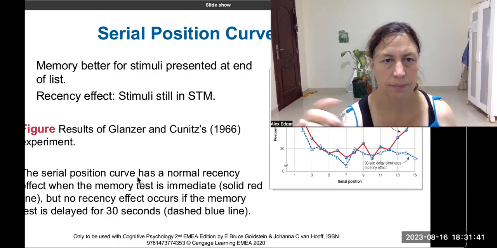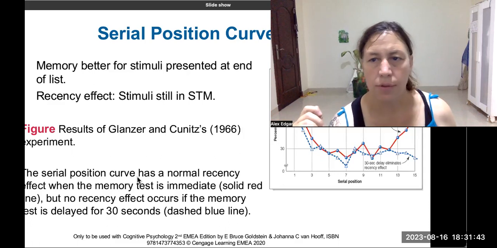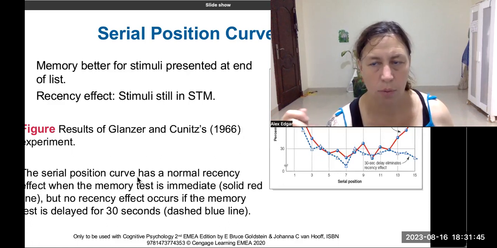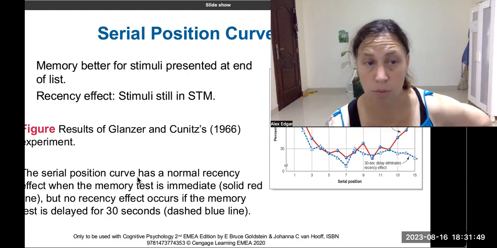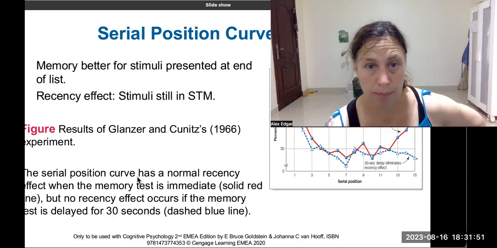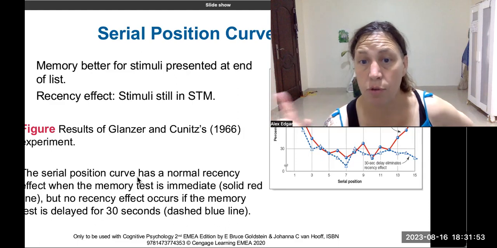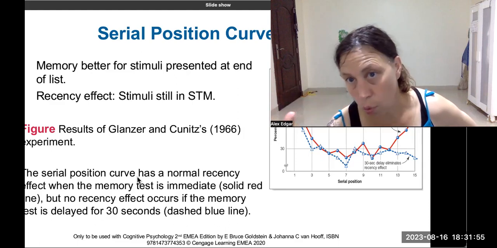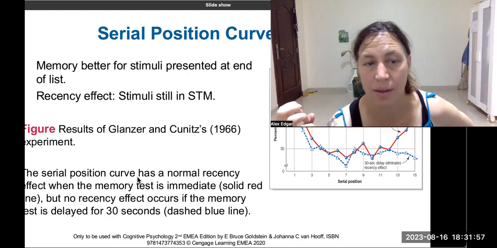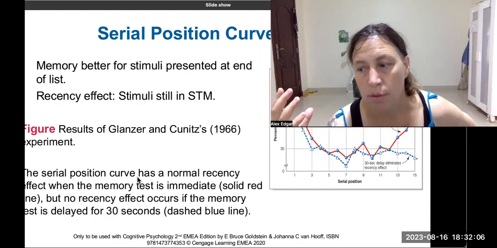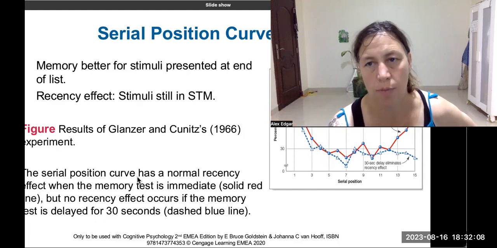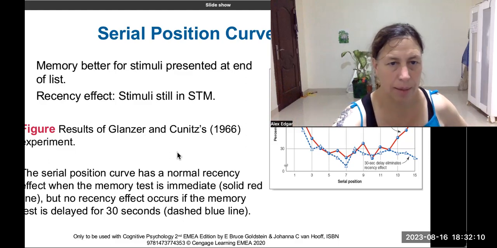Let's look at the recency effect. This is partially because the stimuli are still in the short-term memory, not in long-term memory. As soon as you delay recalling the information for 30 seconds, there is no recency effect. So the recency effect is not actually a function of long-term memory. It's simply an indication of short-term memory.